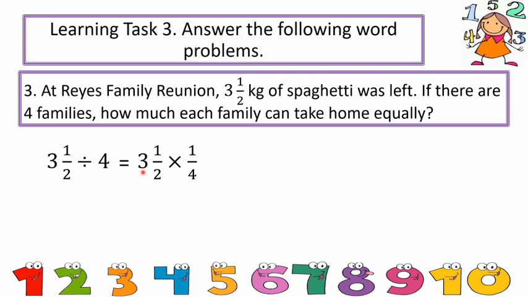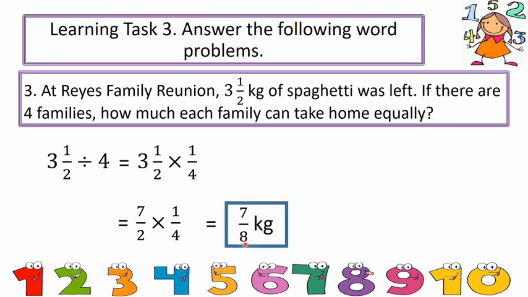Then change 3½ to an improper fraction. So we have 7 over 2. So 2 times 3 is 6 plus 1, 7. Then copy the denominator 2. So now multiply numerator by numerator, and denominator by denominator, which is 7 times 1, which is 7, and 2 times 4, which is 8. So the answer is 7 over 8 kilograms.